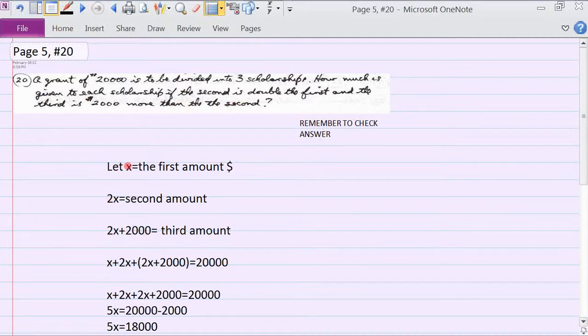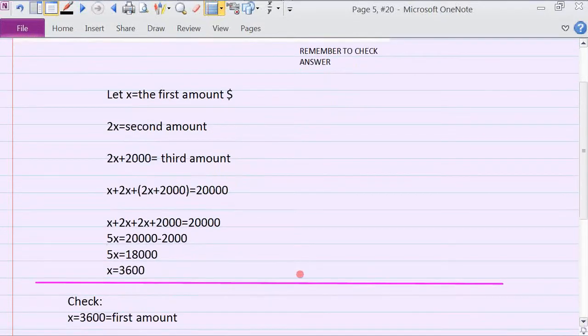First is X, that's the first amount. The second is double that, so it's 2X. And the third is the second plus 2,000, which gives us the third amount. Now the sum of the first, second, and third has to give us the total amount available for the scholarship, which is $20,000 right here. Now, if I remove the brackets here, I get this X is this X, 2X is 2X, this 2X is this 2X, this 2,000 is this one right here, and here's the 20,000.